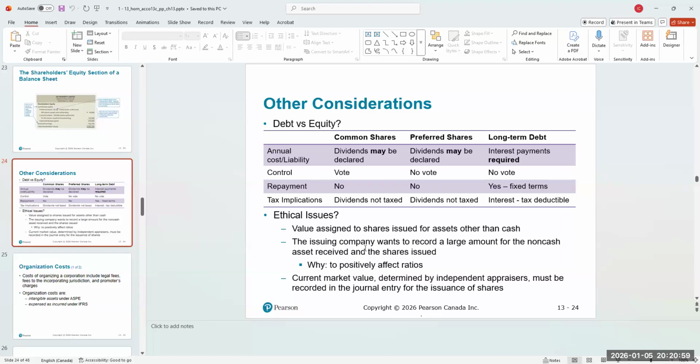So, what do we know about the long-term debt? We have to pay something. What do we have to pay? We have to pay interest. Can I skip the payment of the interest? Absolutely not. Why? Because if you try to skip the payment of the interest on the mortgage to the bank, then see what's going to happen.